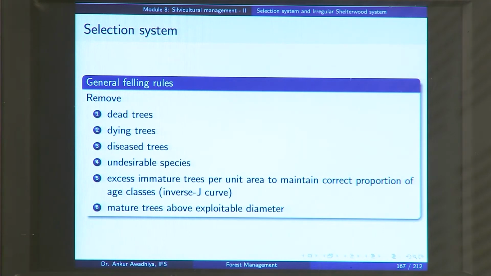So, what you are doing in an ideal selection forest is that every year you are visiting every part of the forest, and if there is any dead, dying, diseased tree, because you are visiting your forest every year, you remove that tree. Then you remove those trees that are not useful to you or that are, say, invasive species. So, you remove those trees as well.